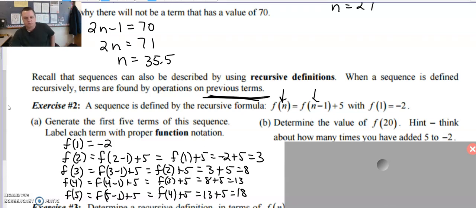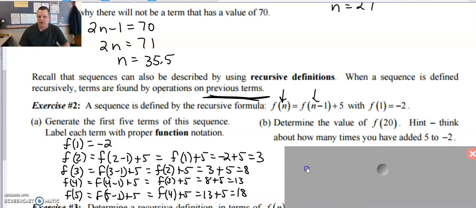Which is 18. Okay? So there's your recursive definition. You're using your previous term to find the next term. Now, determining the value of f of 20 in part b, how many times do we have to add 5 to negative 2? So you see how all of these here are going up by 5. They're all going up by 5.